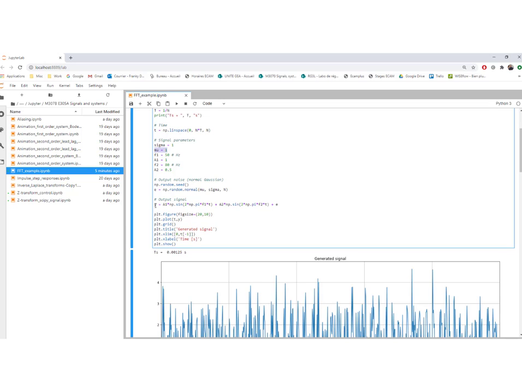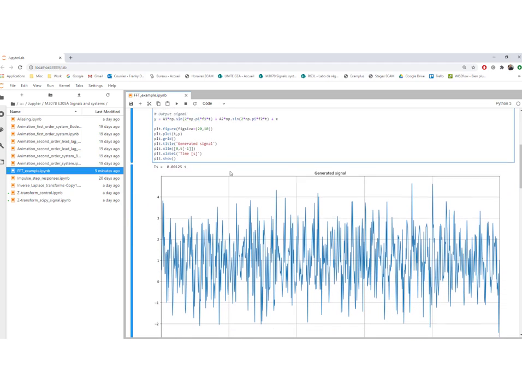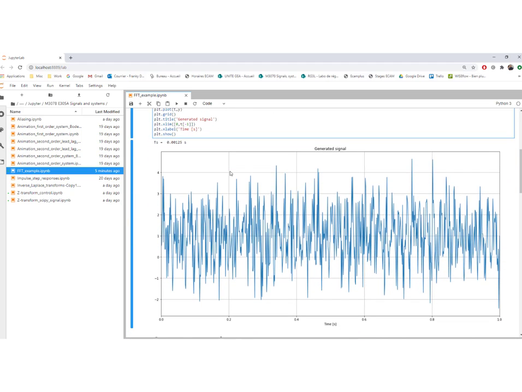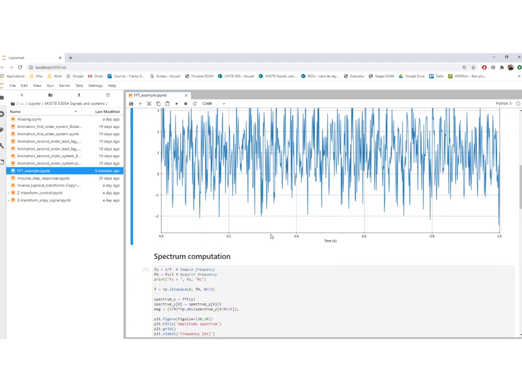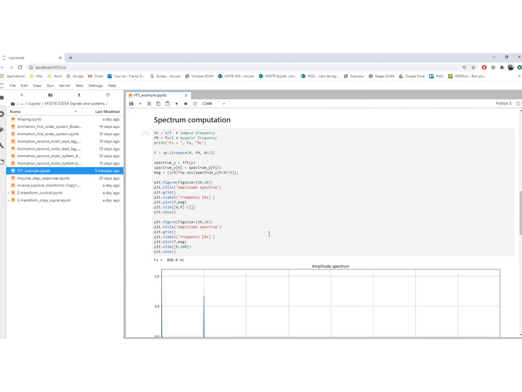So we'll have here a DC component of 1. This is the signal that is generated. You can see here that the average is indeed 1, and you cannot imagine the presence of two sines. And then you can of course compute the amplitude spectrum using the command FFT.